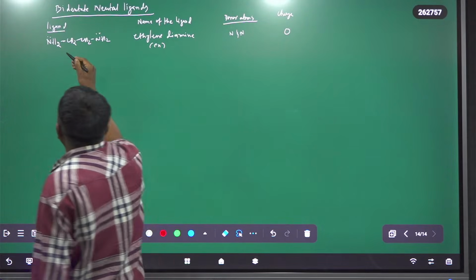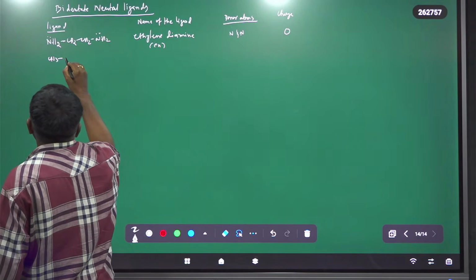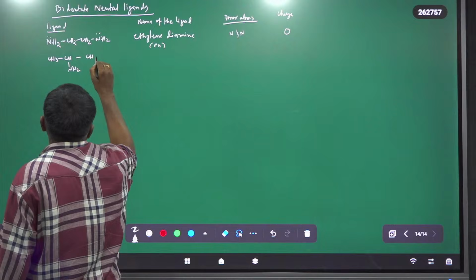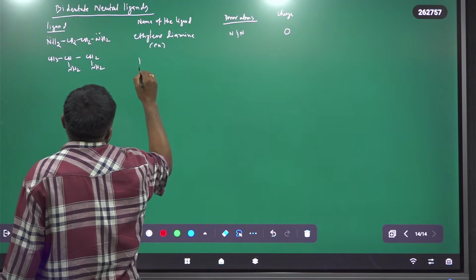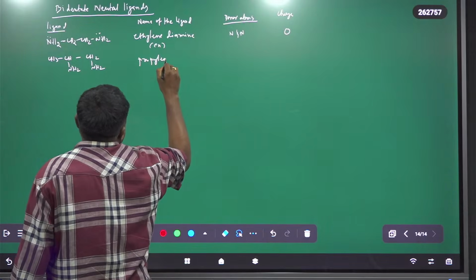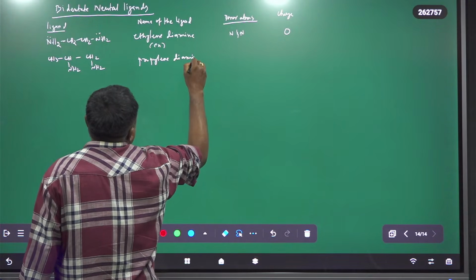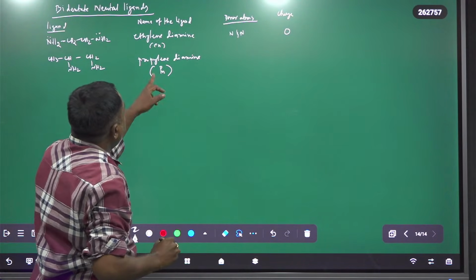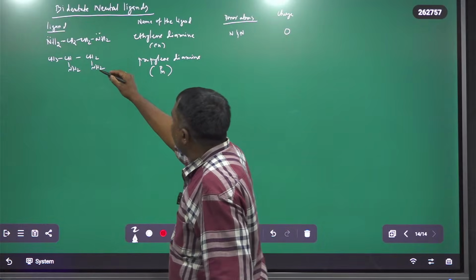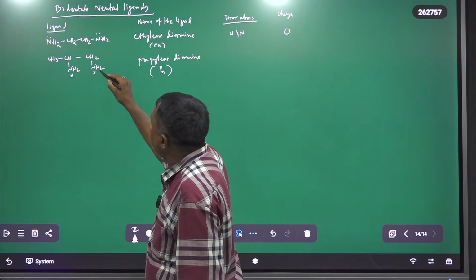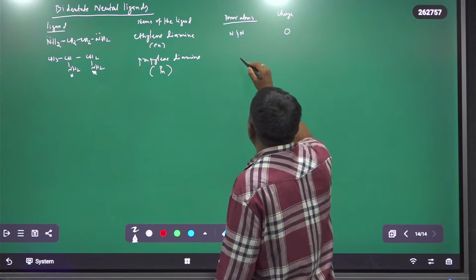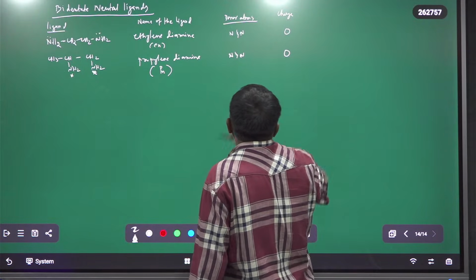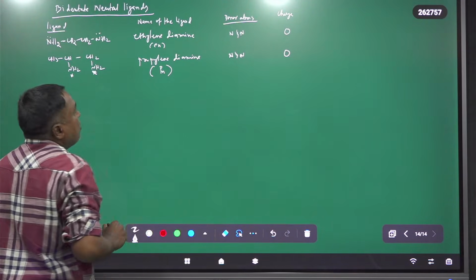And the next is propylene diamine. CH3 CH NH2 and CH2 NH2. This is propylene diamine, abbreviated by pn. This is one donor atom and this is the other donor atom, both nitrogens. And this is a chargeless species, therefore it comes under neutral ligands.